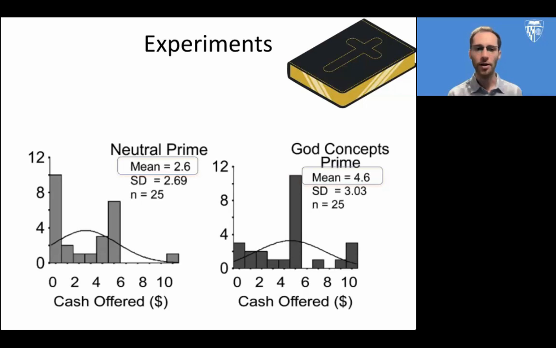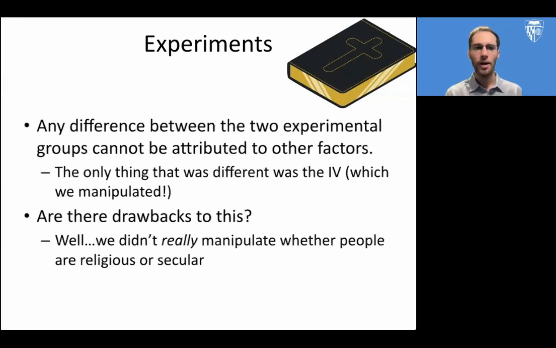So we can say here that there's evidence that when people are having religious thoughts in their mind, they become more generous. It's very important to understand here that any statistically significant difference between the two experimental groups cannot be attributed to any other factors. The only thing that was different between those two groups was the independent variable, which we manipulated. There's no other differences between those two groups because participants were assigned to them randomly. That does allow us to conclude that there was a cause and effect relationship between these variables.